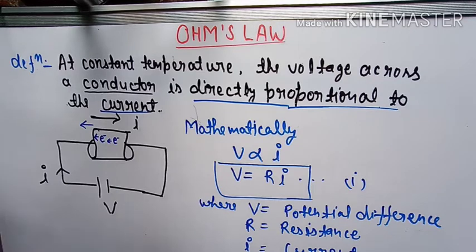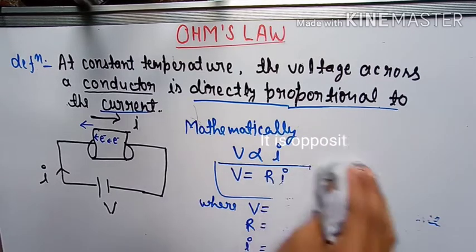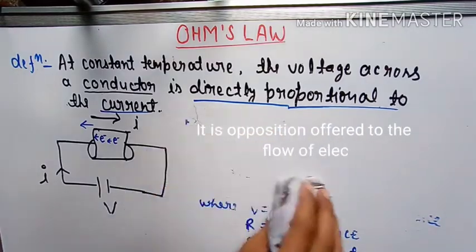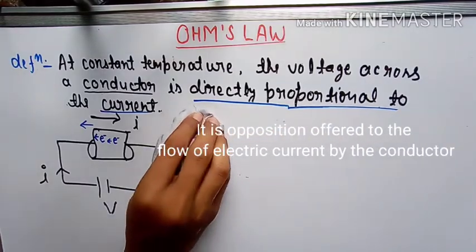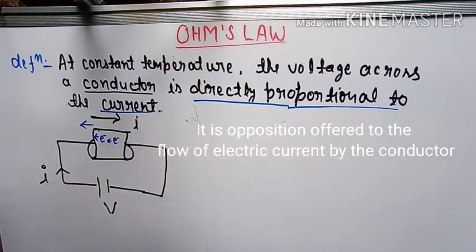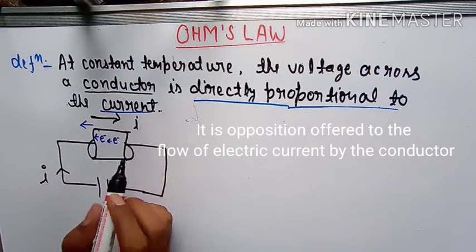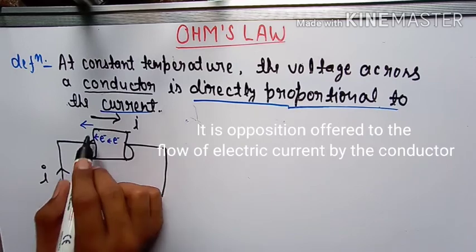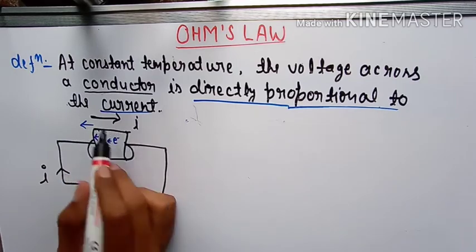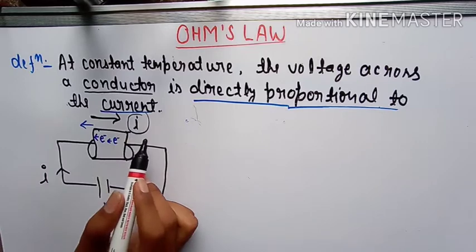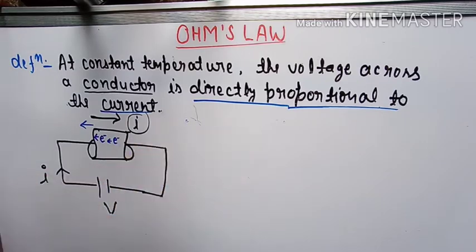Now let's talk about resistance briefly. So the first question is, what is resistance? Write down the definition. It is the opposition to the flow of electric current. Means this current is flowing and this conductor is offering an opposition to the flow of current. This is known as what? This is known as resistance. Understand?